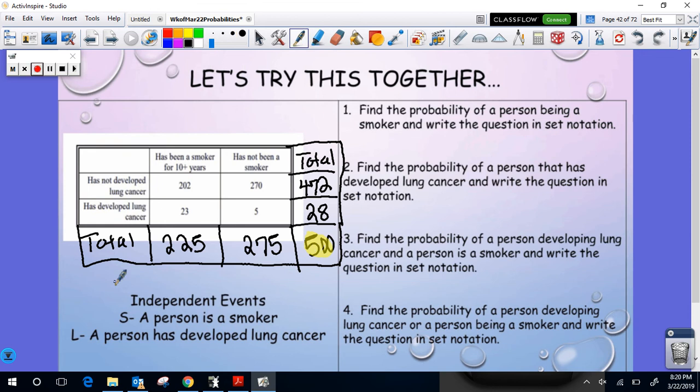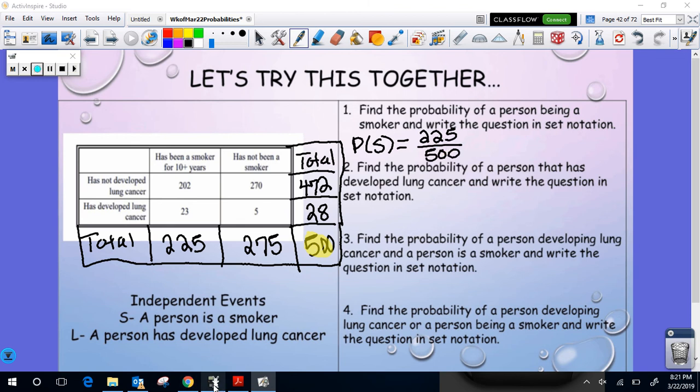Now to help us answer this question, we'll go ahead and identify some independent events, which normally will be given to you when the question is asked, or will be defined for you. S is the person is a smoker, and L is the person has developed lung cancer. So here it says find the probability of a person being a smoker and write the question in set notation. So the probability of being a smoker, that's your set notation, and that equals, okay, so let's go to where the people have been a smoker at.